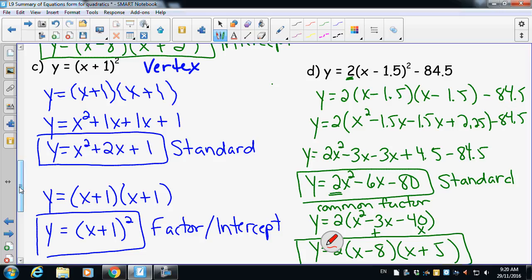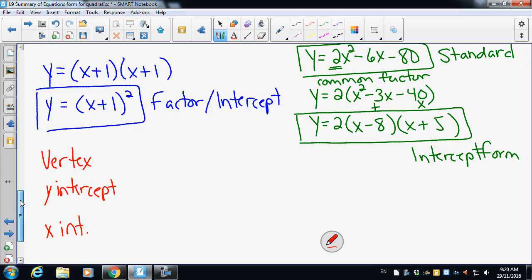the vertex is tricky. The vertex should be the h number and the number at the end. Well, there's no number at the end, so that would mean it would be 0. So my vertex for this question is -1 and 0. Remember, it's always the opposite sign for the h.